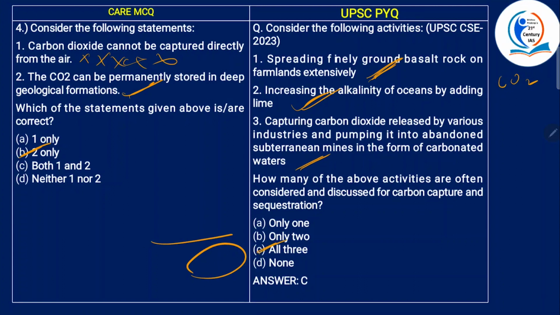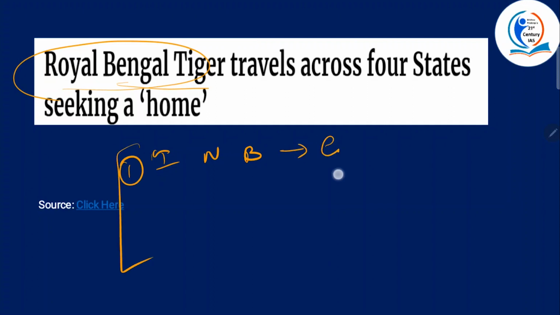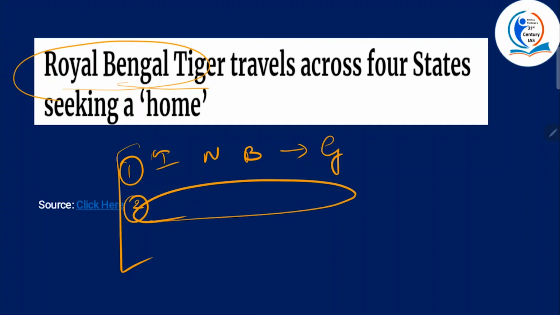All right. Now, next. Royal Bengal tiger travels across 4 states seeking a home. Now, Royal Bengal tiger is mainly found in India, Nepal and Bhutan. And some basics, this is the geographical distribution of where they're found. And some basics about the Royal Bengal tiger. These tigers are not good tree climbers like leopards. Tigers are excellent swimmers. Such statements they might give you in prelims. That's why I'm telling you.